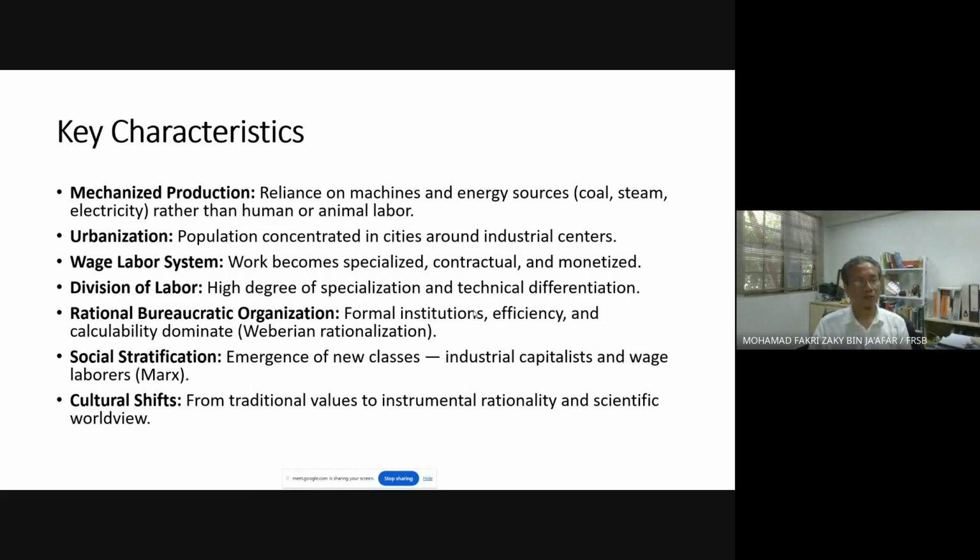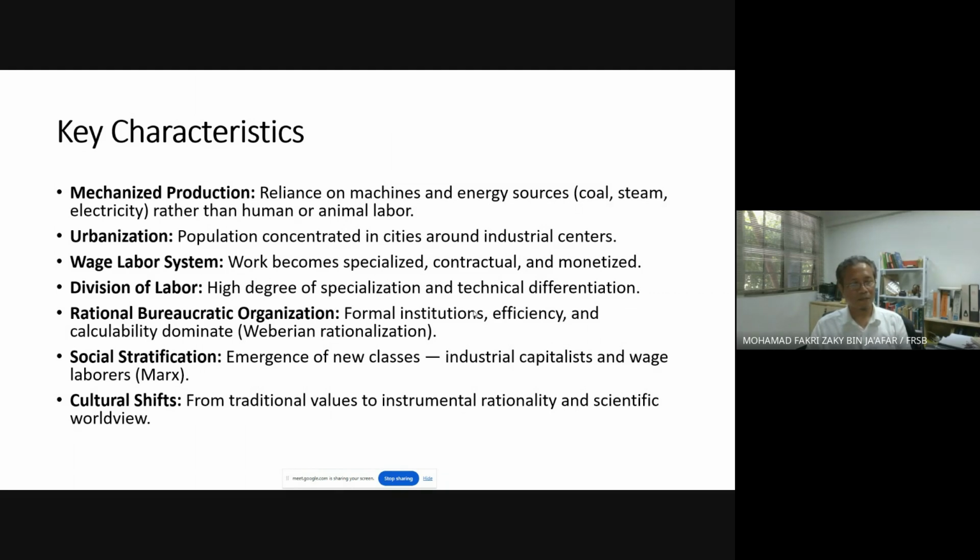The bureaucracy is based on rational, and this is again another lecture about the scientific management movement by Frederick Taylor. Formal institutions, efficiency, and calculability dominate. It's Max Weber's theory of rationalization of organizing society. And social stratification happens: emergence of new classes, the industrial capitalists and wage laborers. This is the distinction given by Karl Marx.